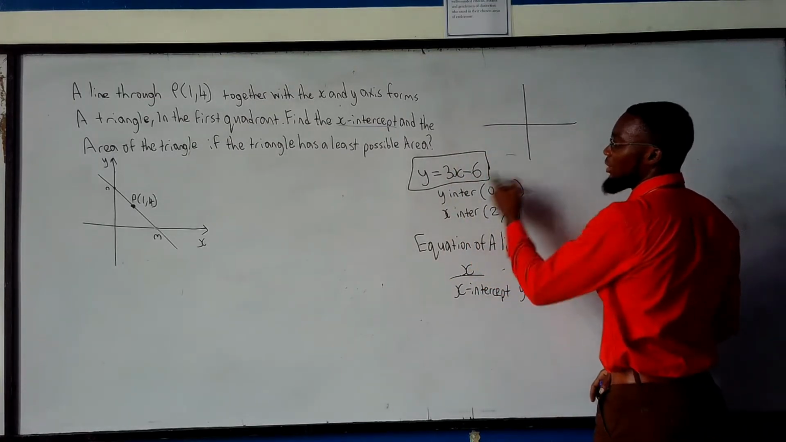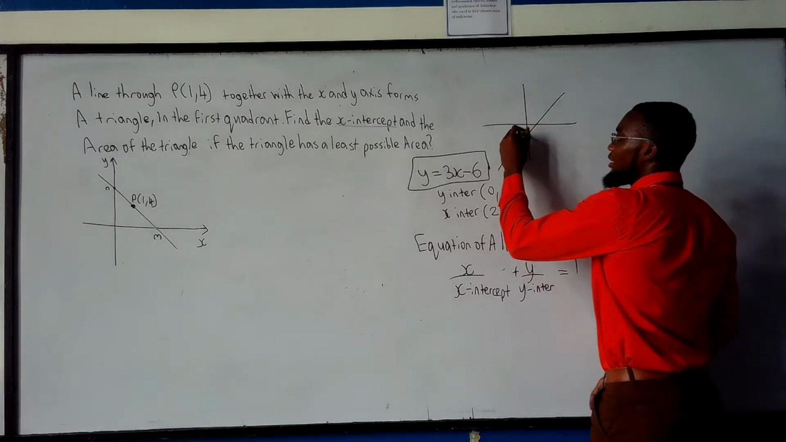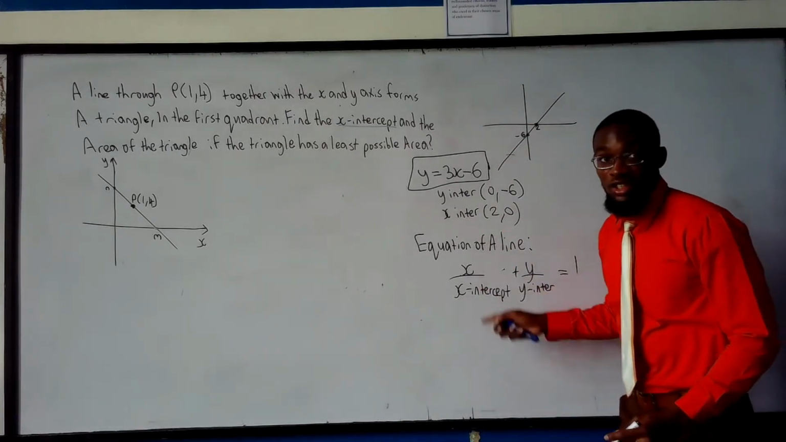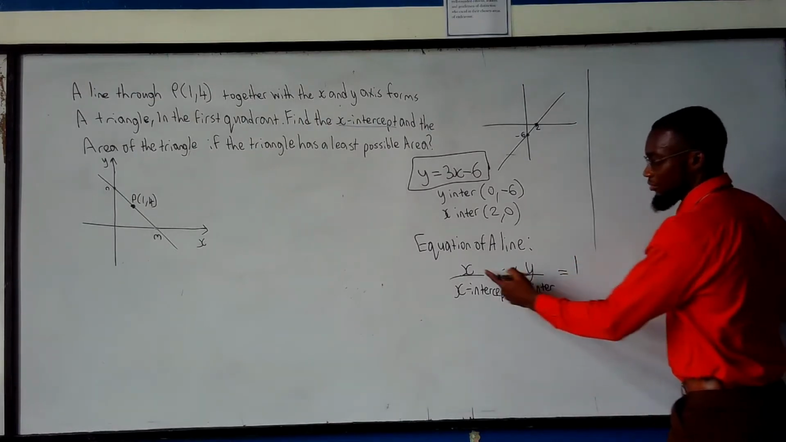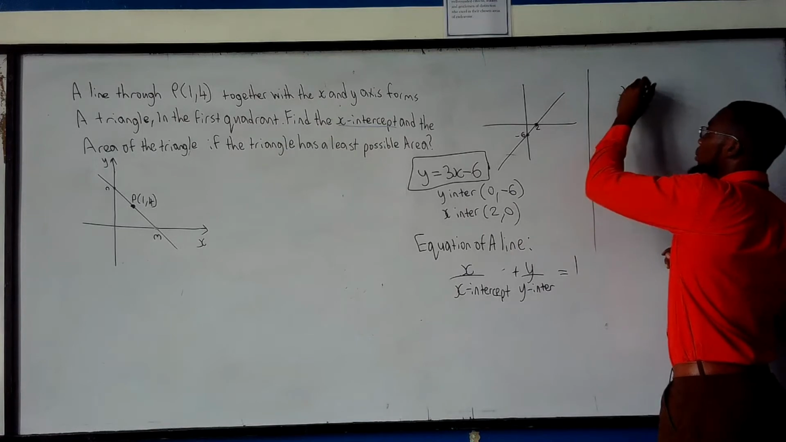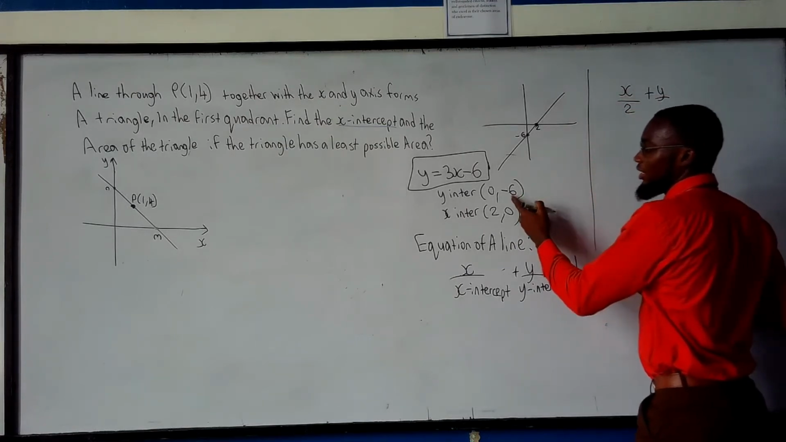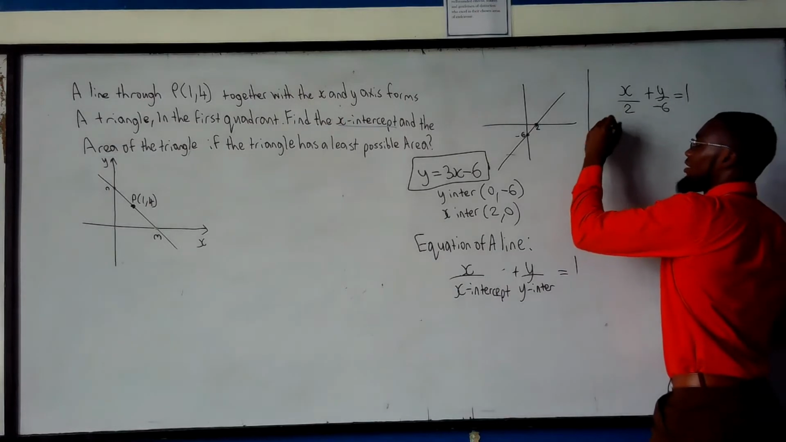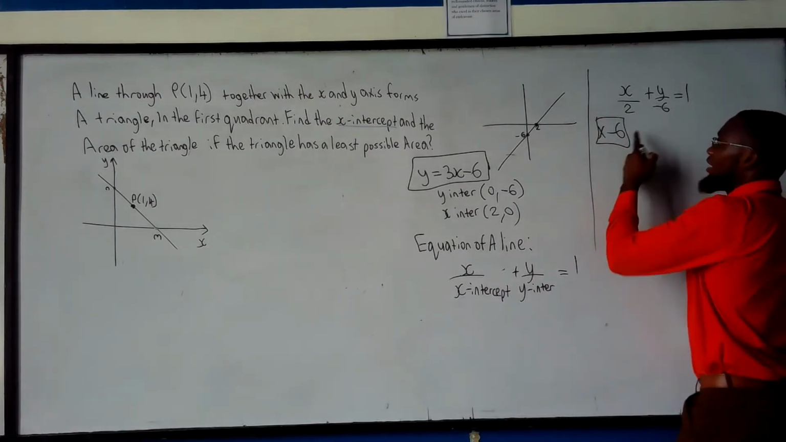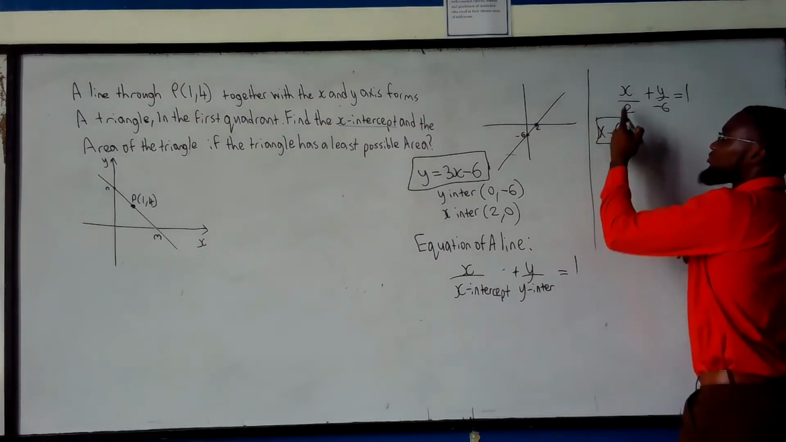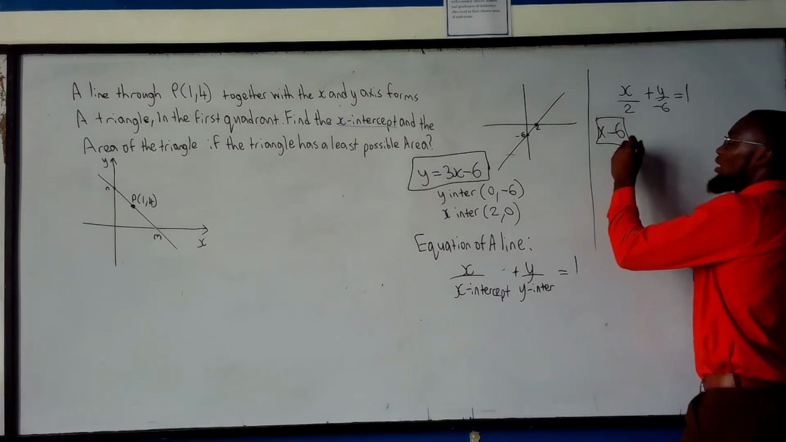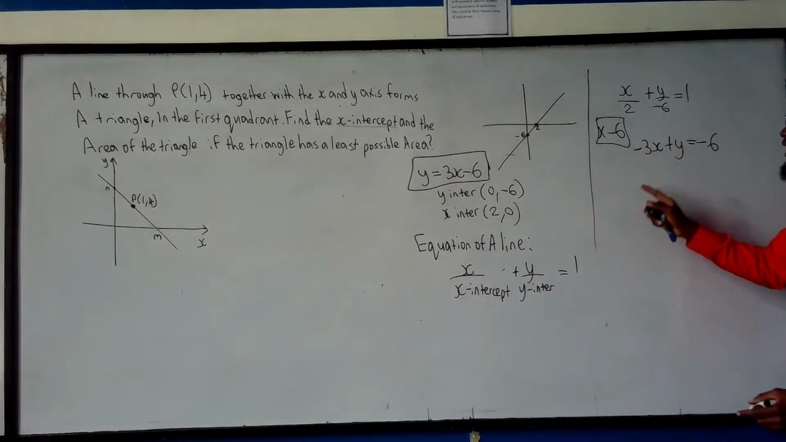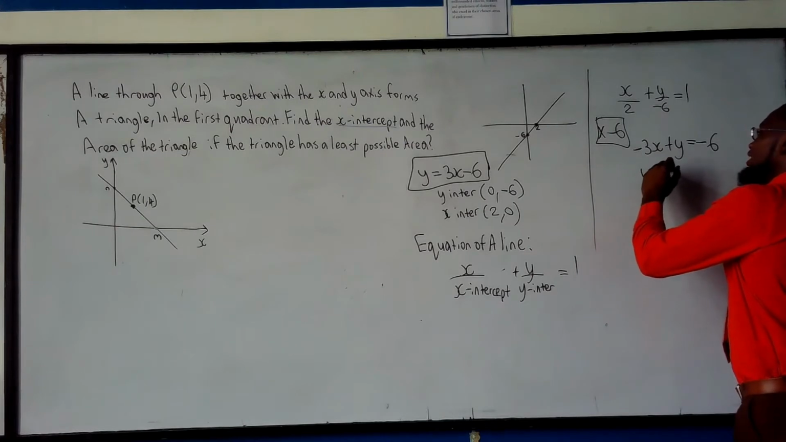It has a gradient of 3 and passes through minus 6, and passes through 2 on the x-axis. If we use this way, the equation of the line would just be x over the x-intercept 2 plus y over the y-intercept negative 6 equal 1. Now if you multiply by negative 6, that would be negative 6x over 2, that's negative 3x, plus y equal to negative 6. And then we bring over the 3x to get y equal to 3x minus 6.